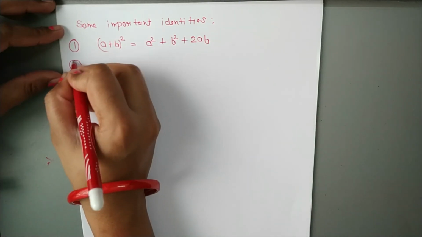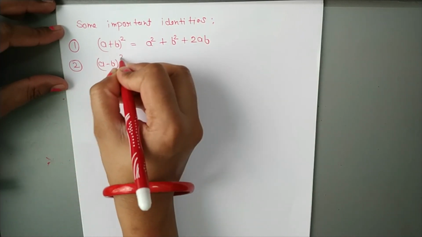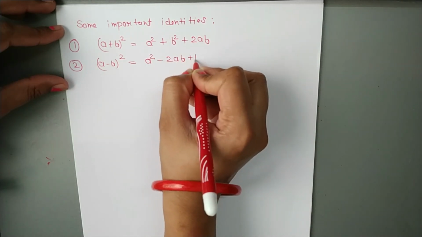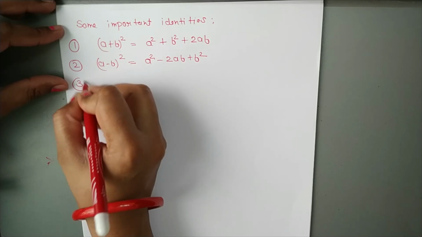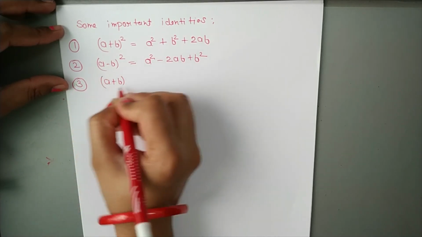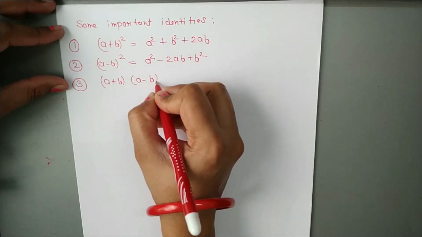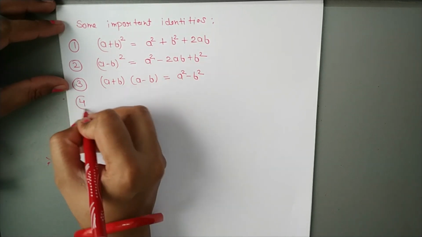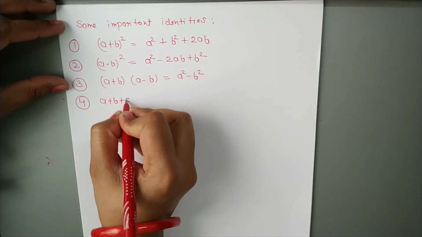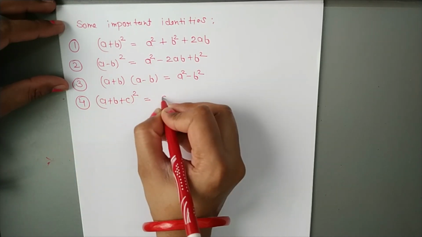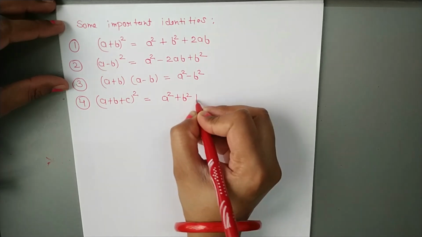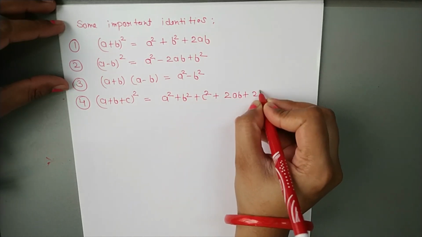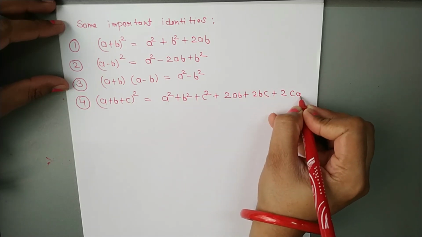Then the second is (a - b)^2 = a^2 - 2ab + b^2. Then the third is (a + b) in the first bracket and (a - b) in the other bracket, so it will be a^2 - b^2. Then the fourth one, (a + b + c)^2 = a^2 + b^2 + c^2 + 2ab + 2bc + 2ca.